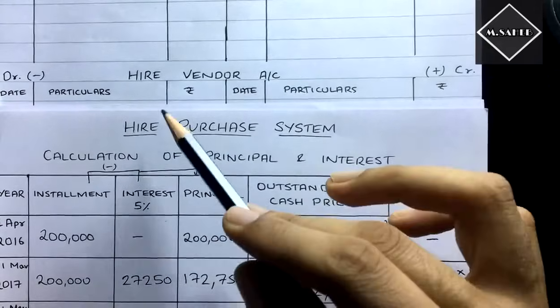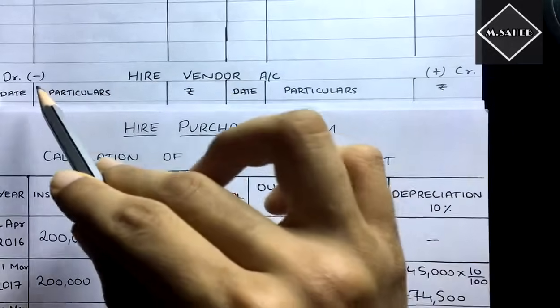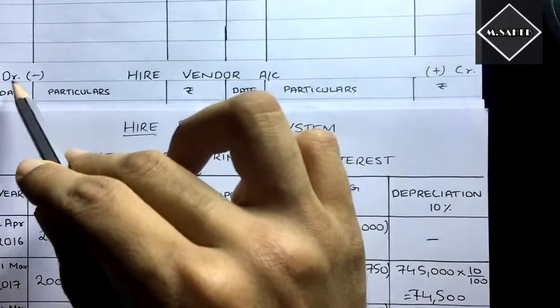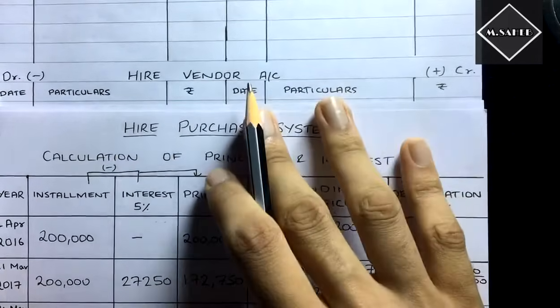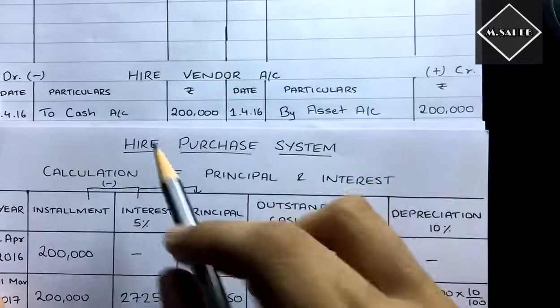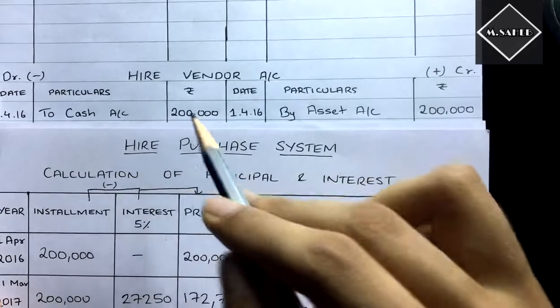Yes. So here also the same thing is happening. 2 lakh is being paid to hire vendor and the liability is decreasing. So come to the debit side, and it is decreasing because of cash. Cash is being paid to hire vendor. So to cash account 2 lakh, 1st April 2016, that is the down payment.